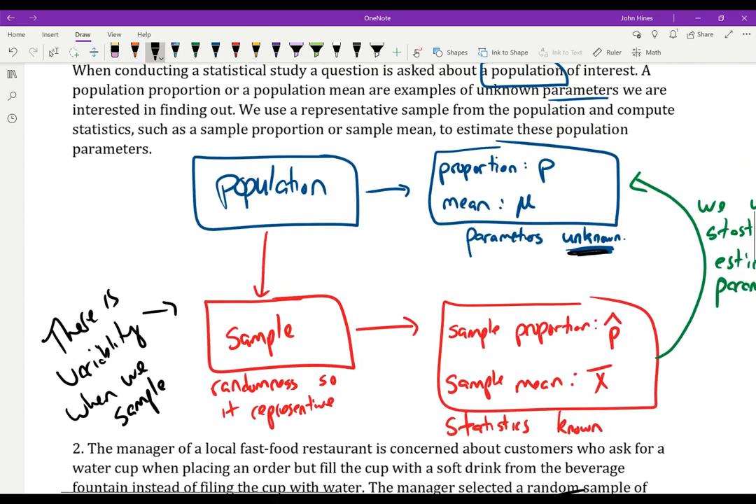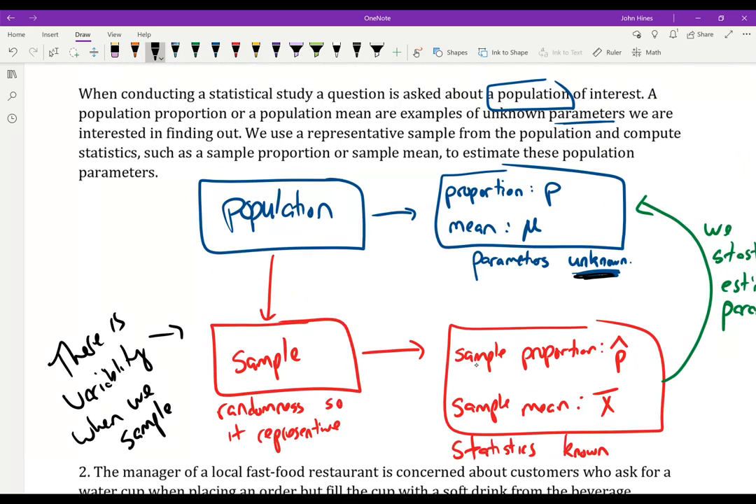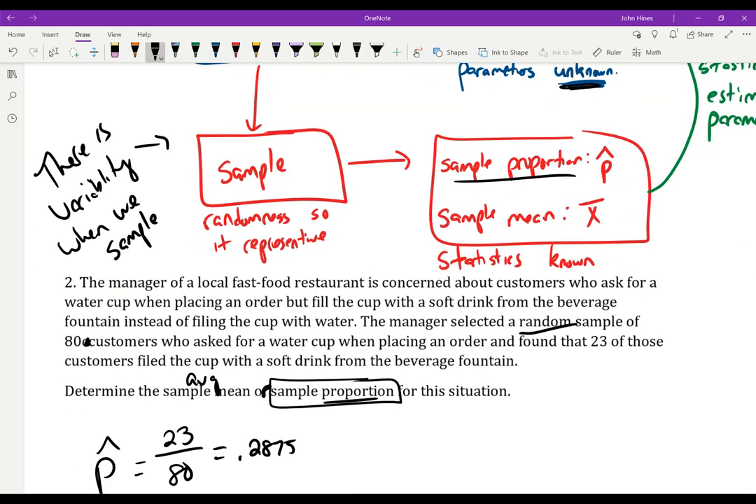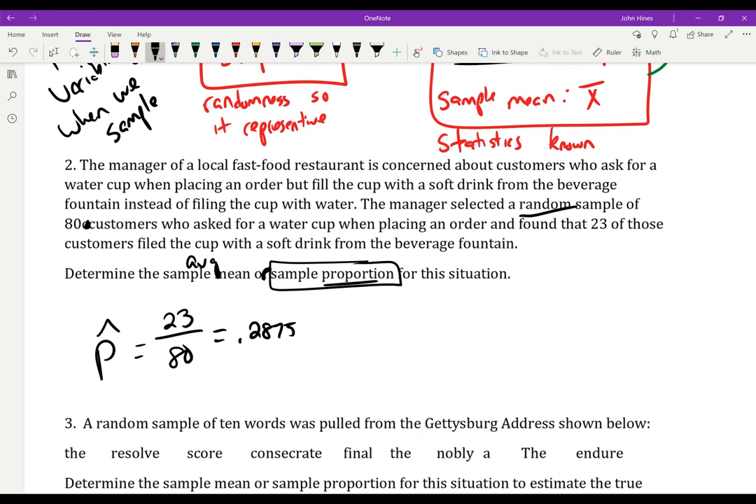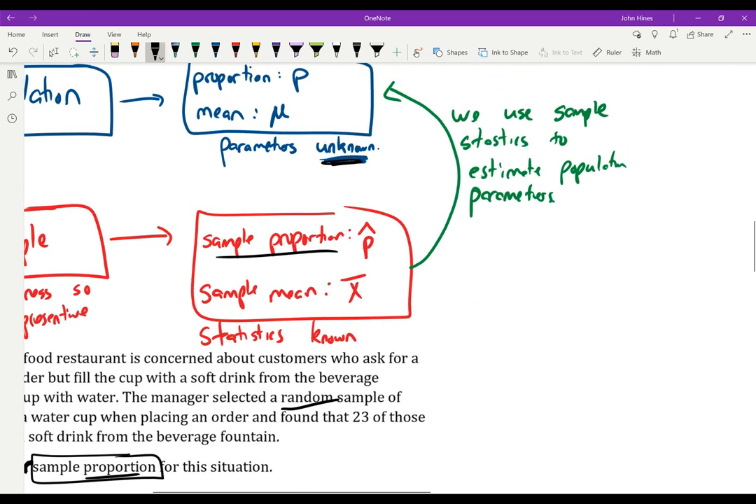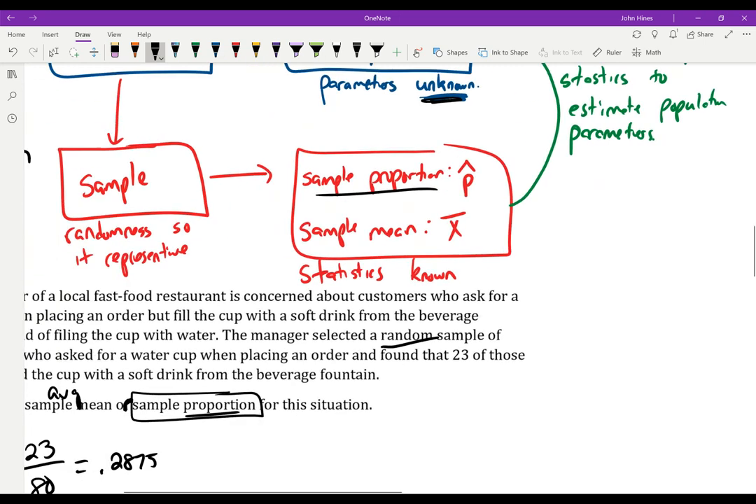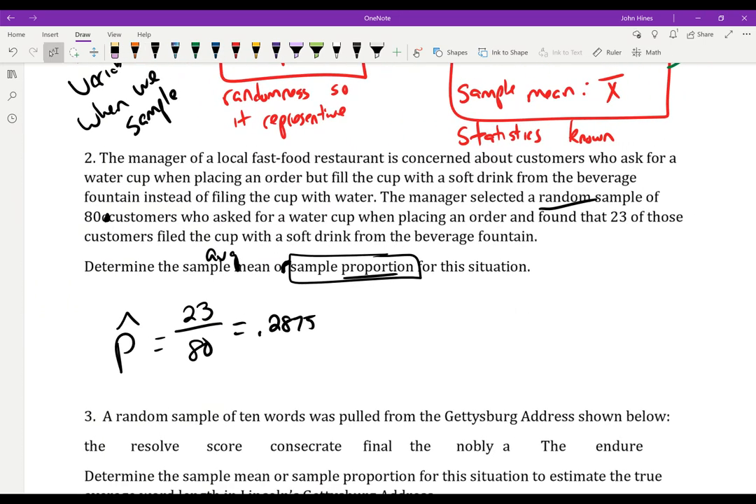We had a population, everyone at the fast food restaurant. I took a sample of 80 people, because I can actually work with 80 people, and I found a sample proportion of 23 out of 80. And what we're going to do later this week is realize, how do I use that p hat to make a guess about the true population proportion? That's what we want to find out. But right now, we just found a p hat. We computed our sample proportion.